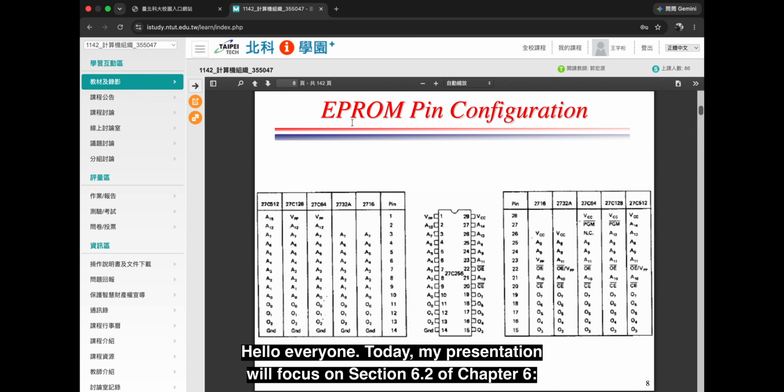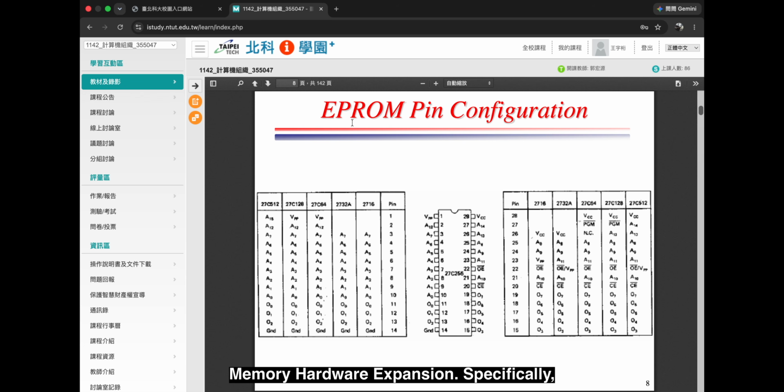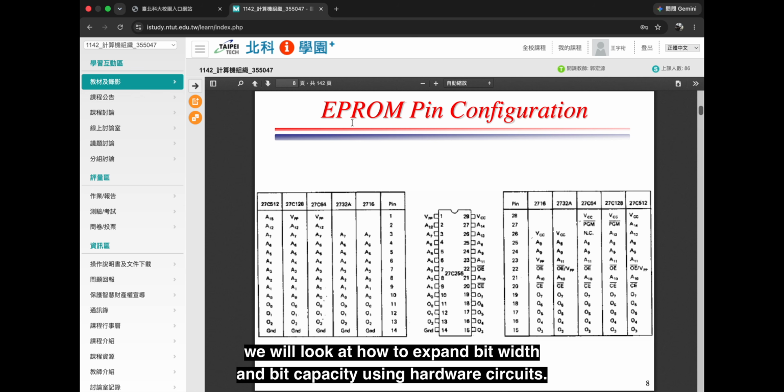Hello everyone. Today, my presentation will focus on section 6.2 of chapter 6, Memory Hardware Expansion. Specifically, we will look at how to expand bit width and bit capacity using hardware circuits. Before we dive into the expansion techniques, let's first review the hardware pins of a single memory IC.